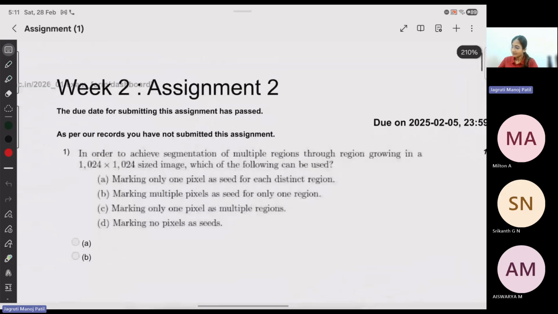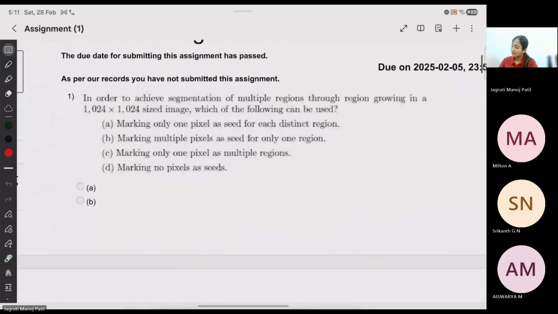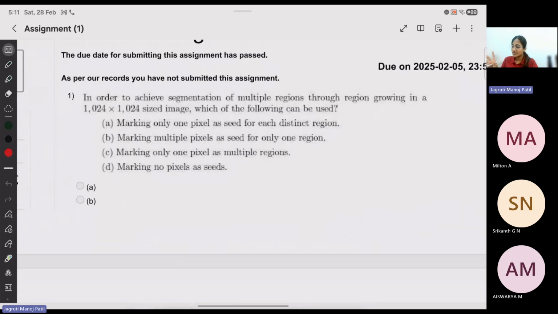Okay. So the first question, I guess you can see. In order to achieve segmentation of multiple regions through region growing, which of the following can be used? How do you do it? One pixel as a distinct region, or multiple pixels as a seed for only one region, one pixel as multiple regions, and no seeds.